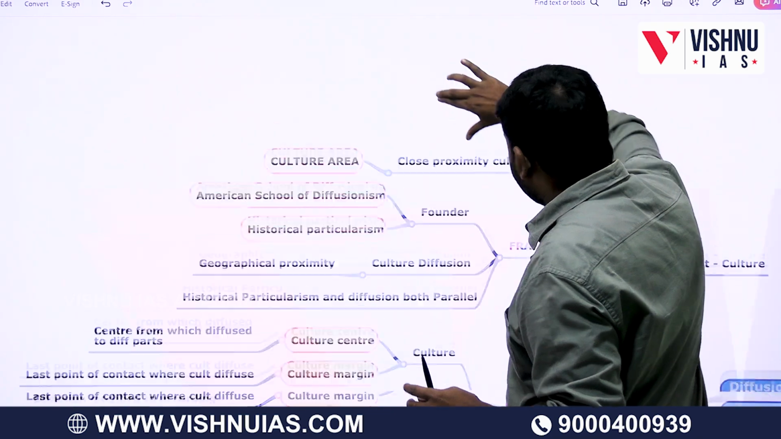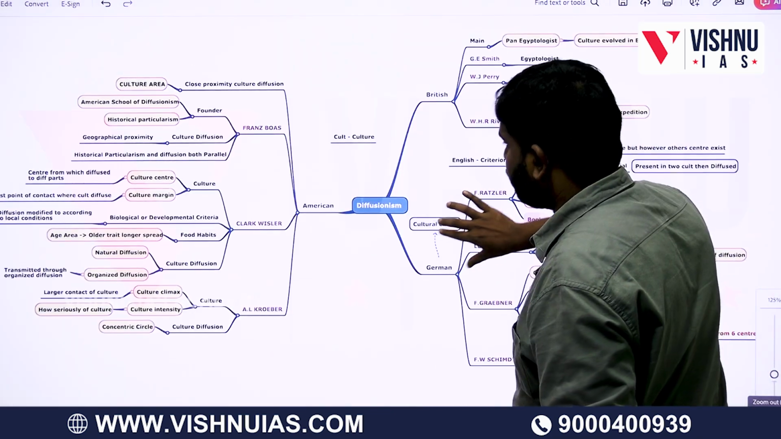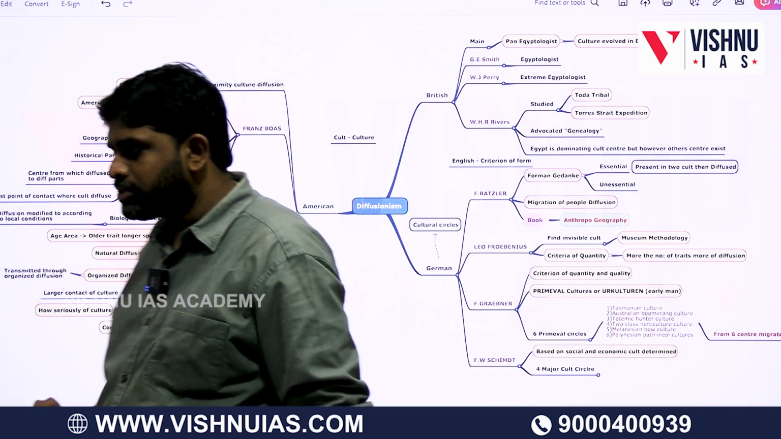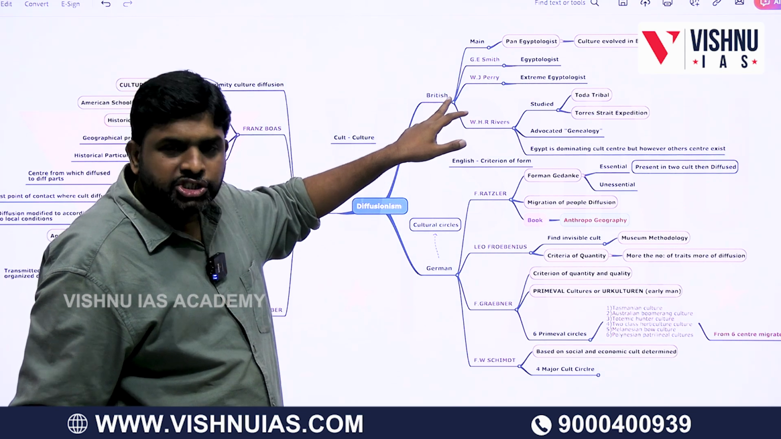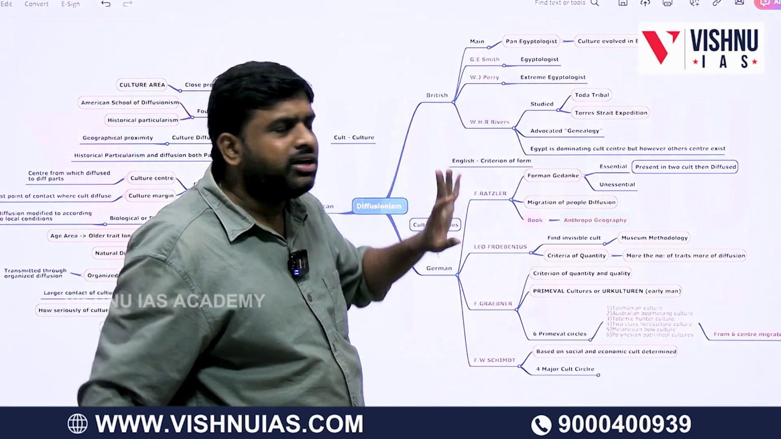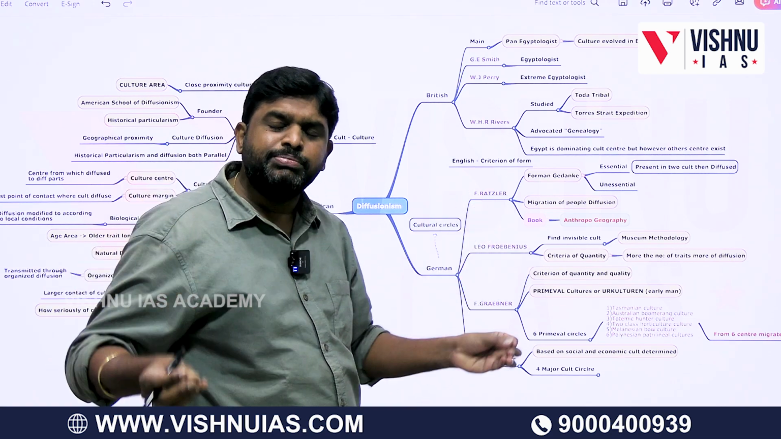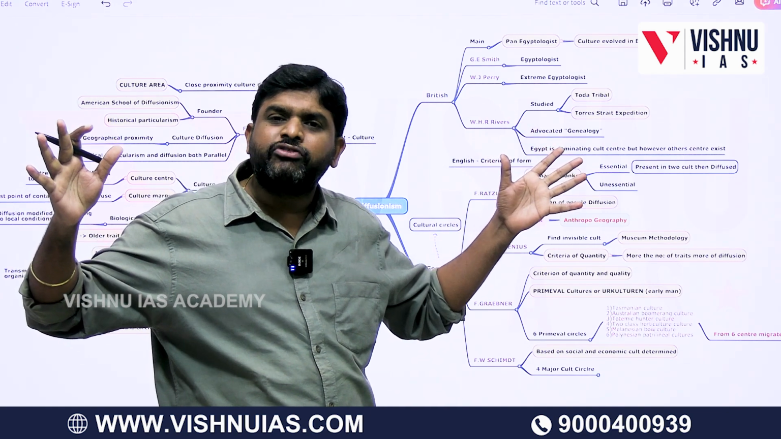We'll go on. If you see the most important topic, yes, diffusionism. See, in one particular box, you can see complete diffusionism. So, for example, in diffusionism, it is the British pan-Egyptologists. What will they tell? Culture evolved in Egypt, and Egypt is the culture center from where it got diffused to different parts of the world.